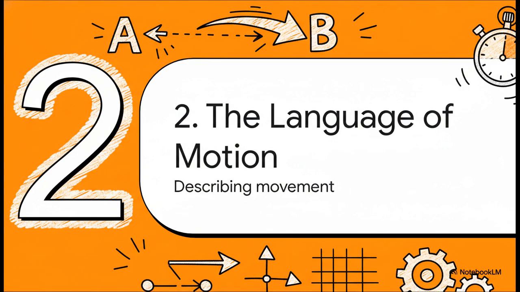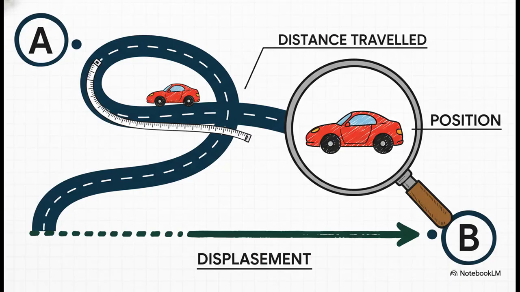Okay, so motion is relative. Got it. But now we need to be able to actually describe it. Physicists need a really precise language to talk about how things get from point A to point B without any confusion. So let's get our vocabulary straight. The actual path an object takes, like a winding road, that's its trajectory. Its position is just where it is at any single moment. Now here's where it gets interesting. The distance traveled is the full length of that winding road, but the displacement? That's just the straight line from the start to the finish. They can be two totally different numbers.